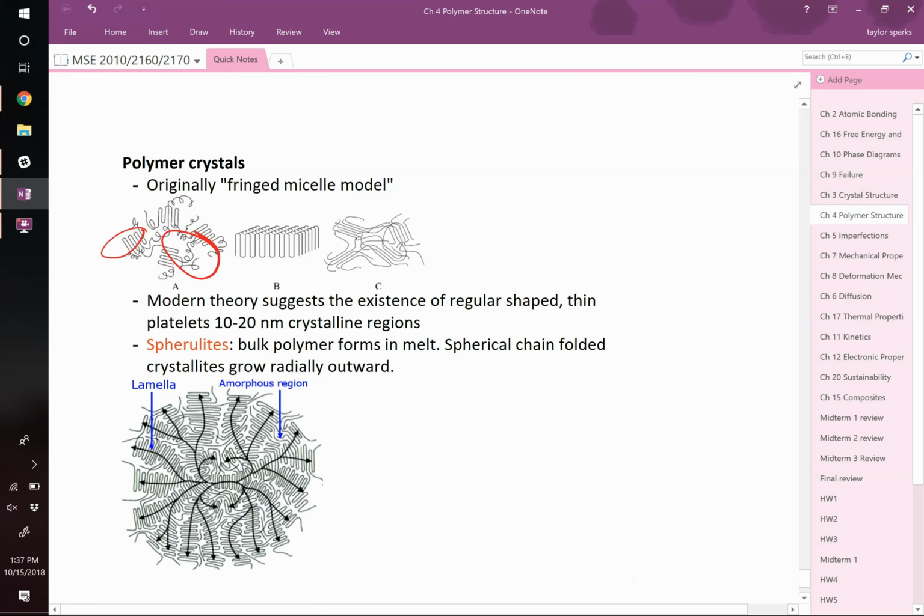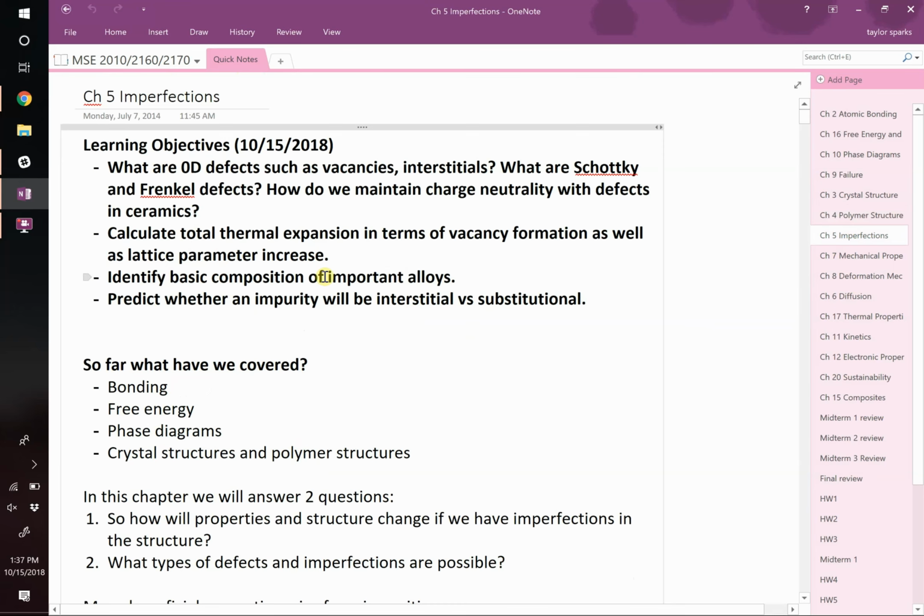Okay? Any questions before we finish this chapter and move on to imperfections? Any questions about polymers I haven't covered well enough that you'd like more explanation on? Okay, we'll just get started on chapter 5 today. We won't get too far. Okay, our objectives are, you know what, we're probably just going to cover vacancies versus interstitials, and we might talk about Schottky versus Frenkel defects. That's probably all we'll get to today.